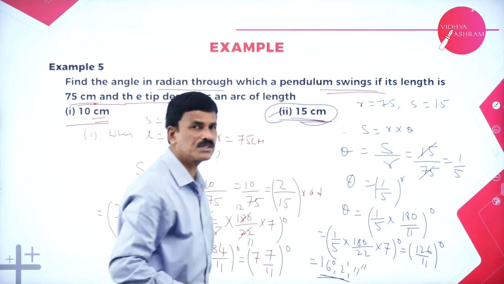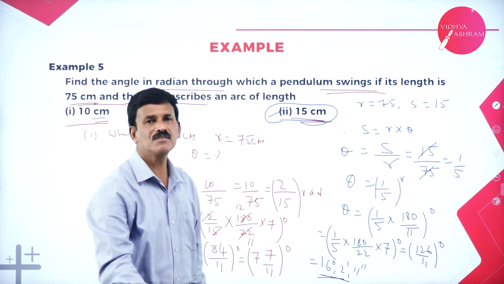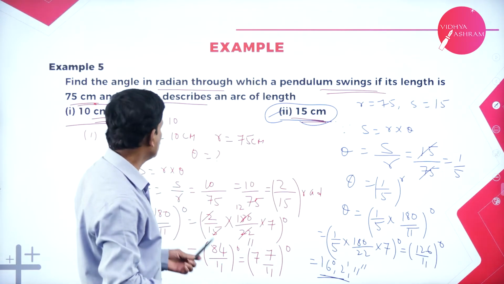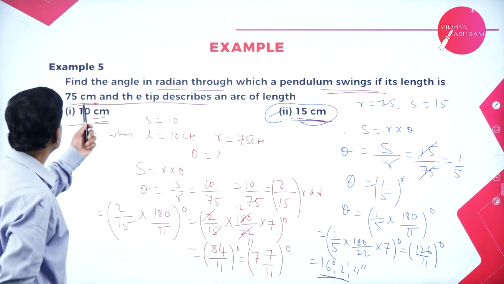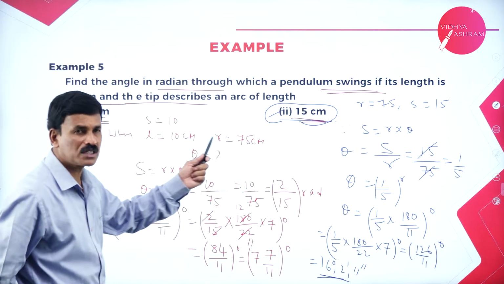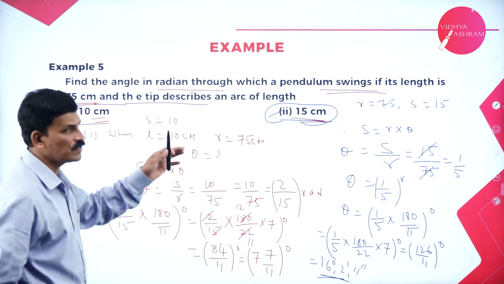That's it. Simplify this. So the simplified answer for this is 16 degrees, 2 minutes and 11 seconds. Okay, that's it. So here, in the first case, what is given here? The pendulum swings, its length is given. Arc length S is given to be 75 for both the cases.